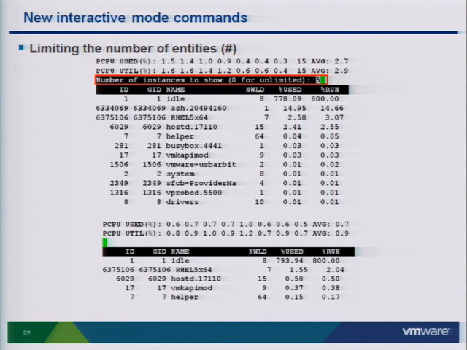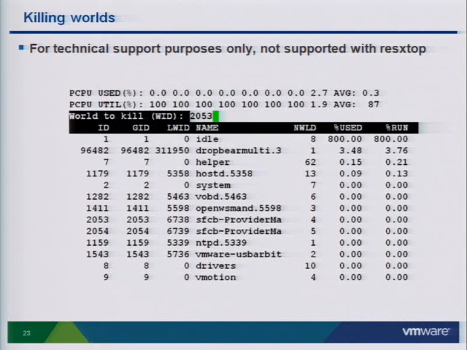There's a separate key where you can specify your sort option. Okay, now this is completely not recommended. This is meant purely for technical support. And this is a feature to kill a particular world which is running, which is like killing a process, basically. The way you do it is, again, you press the K key, and you can specify the world ID, and then the world gets killed.